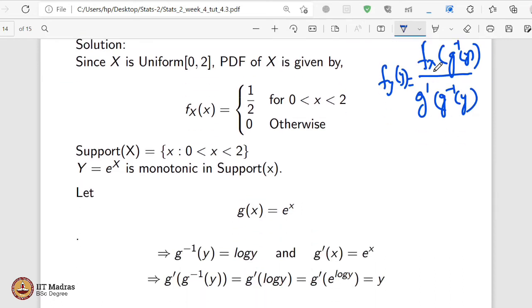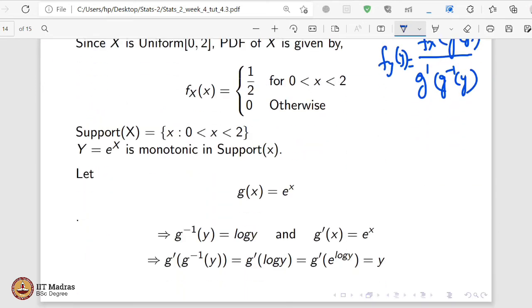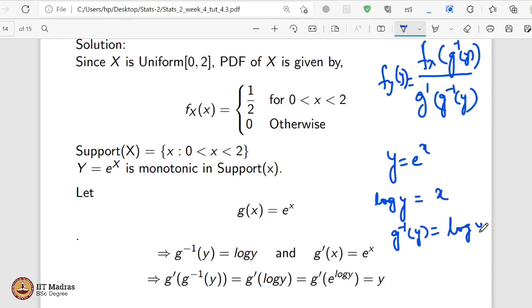So f of x is simply 1 upon 2, from 0 to 2. So the numerator would be 1 upon 2, and we don't have to care about the numerator. Now we have to care about the denominator. For the denominator, we have to get the g inverse of y. What is the function? y is equal to e to the power x. So we'll take log of y, which is x. So g inverse of y is log of y, right? So this we have got now.